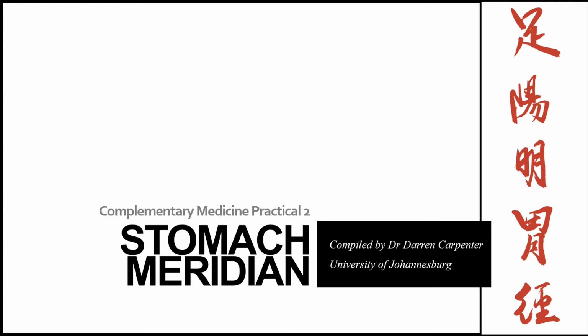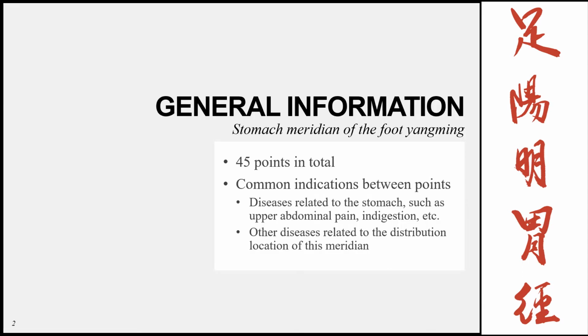Good morning, class. So today we'll be moving on to the next meridian, the stomach meridian. The full name of this meridian is the stomach meridian of the foot yangming. Once again, just from the name, we can get a lot of details on where the meridian flows and in what direction it flows. Firstly, we know it's the stomach meridian, so its associated organ is the stomach.